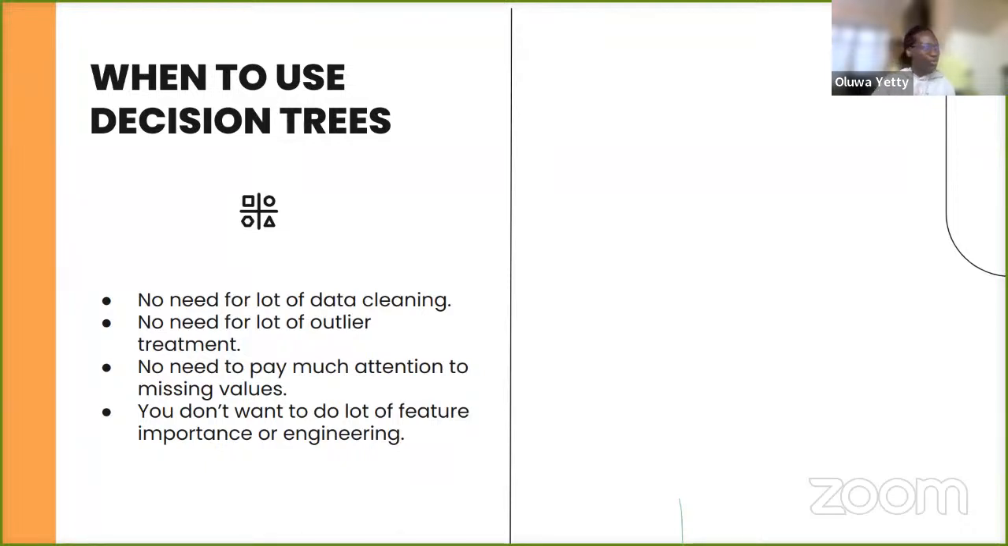Or when you don't want to go into a lot of trying to understand which feature is important, it figures it out by itself using the optimal path.